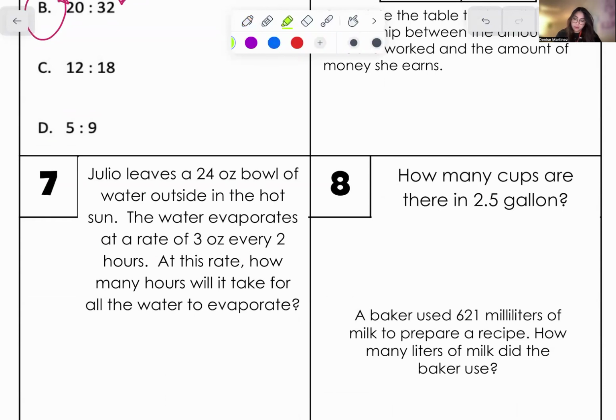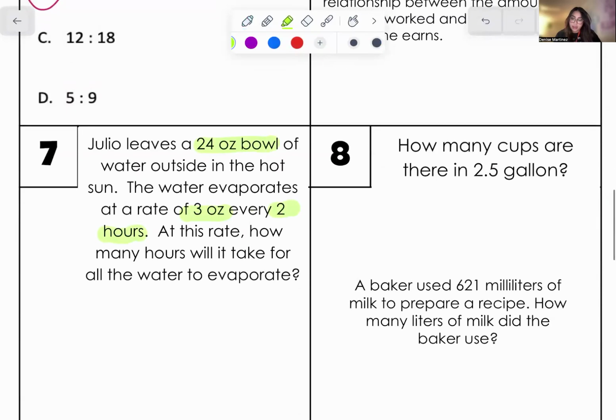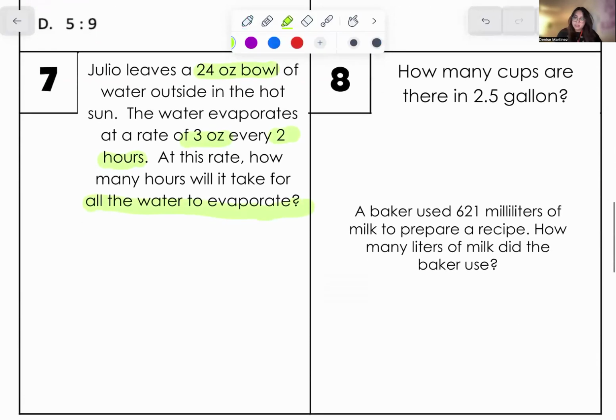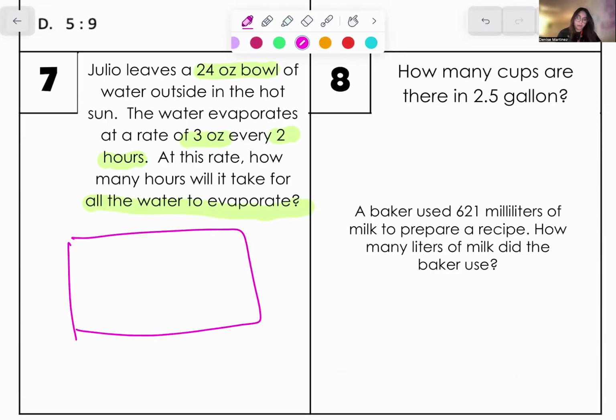Julio leaves a 24-ounce bowl of water outside in the hot sun. The water evaporates at a rate of 3 ounces every 2 hours. At this rate, how many hours will it take for all of the water to evaporate? This is another proportion. It's not asking me for total this time, so I can just set up a regular proportion.